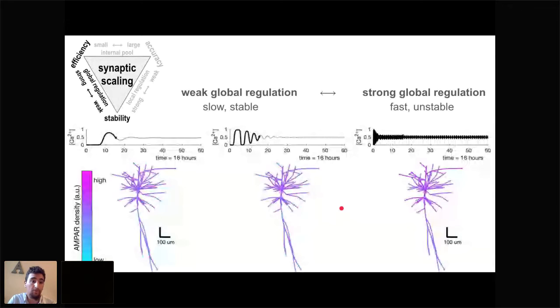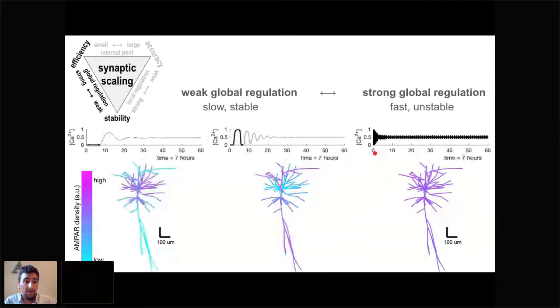With weak global regulation on the left, we have a stable but slow system. If we increase kg in the middle, we can speed up cell responsiveness, but we become less stable. If we further increase kg on the right, the neuron fires very fast and is very unstable with oscillations.